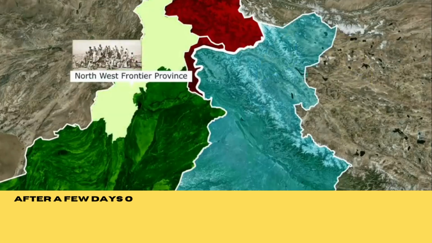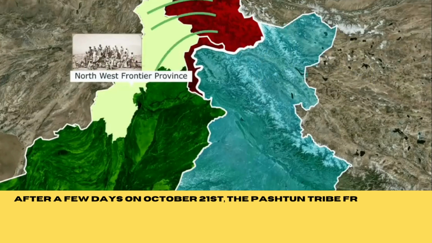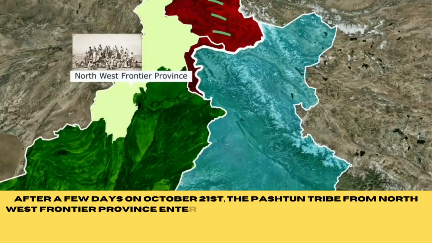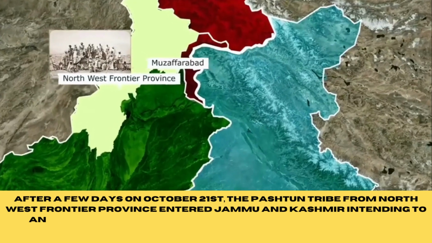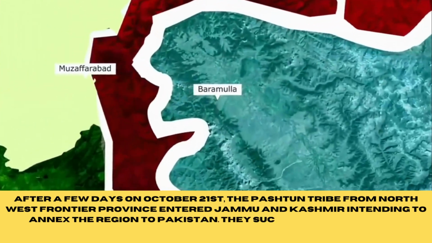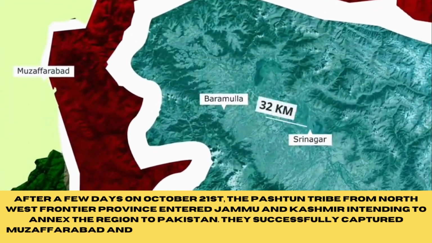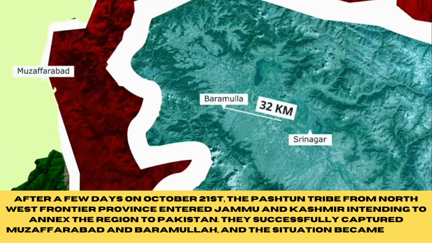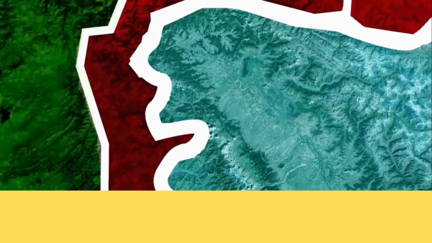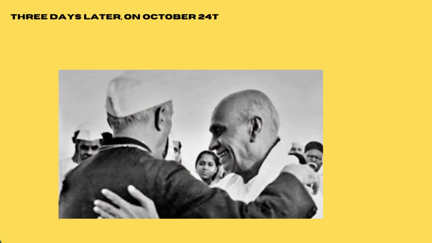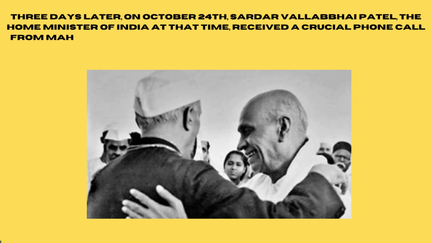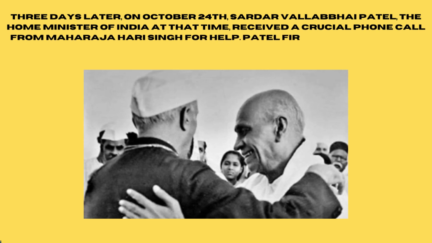After a few days, on October 21st, the Pashtun tribe from the Northwest Frontier Province entered Jammu and Kashmir intending to annex the region to Pakistan. They successfully captured Muzaffarabad and Baramulla and the situation became tense. 3 days later, on October 24th, Sardar Vallabhbhai Patel, the Home Minister of India at that time, received a crucial phone call from Maharaja Hari Singh for help.